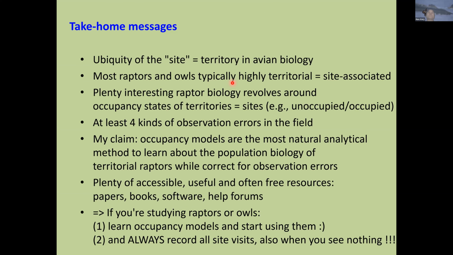My take-home message is that there is a ubiquity of the site or territory in avian biology. Most raptors and owls are highly territorial, and we can learn plenty of interesting biology having to do with territories and how they are occupied or not. But we have these observation errors, and occupancy models can give you estimates of all the territory-related quantities, correcting for them. So to me, they are the most natural analytical method to learn about the population biology of unmarked raptors while correcting for observation errors. There are a lot of free resources for fitting these models. So if you're studying raptors or owls in the field, learn occupancy models and start using them. And in the field, always record all site visits, also when you see nothing.